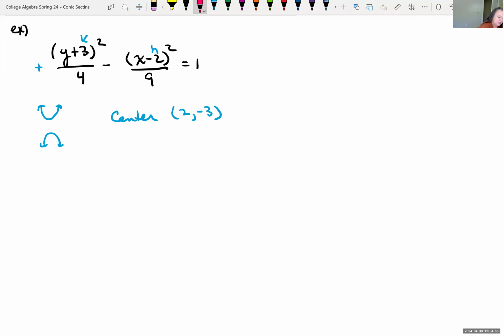My b squared is 4. b is always the one underneath the y, so b is 2. For a squared, a is the one underneath the x, so a squared is 9, and a is 3. So let's plot our center, 2, -3. So over to the right 2, down 3.